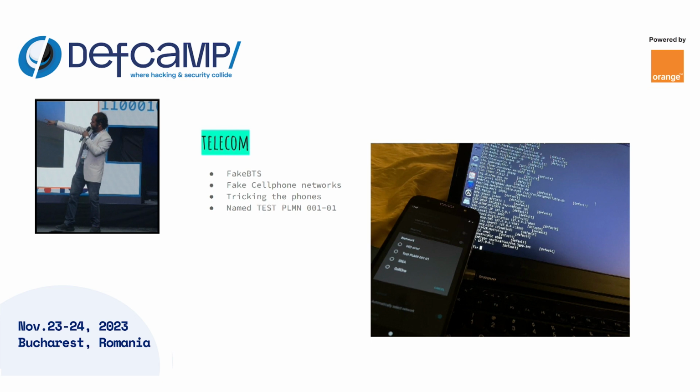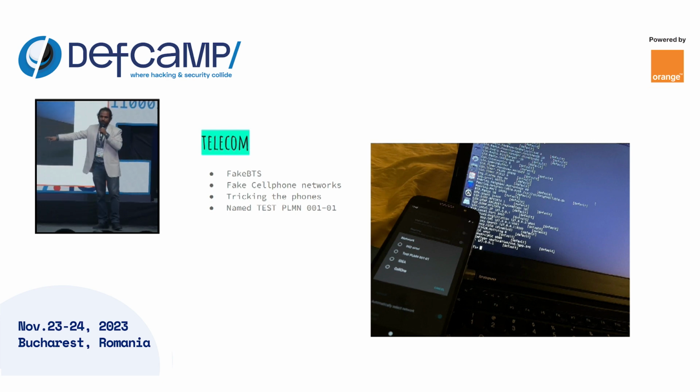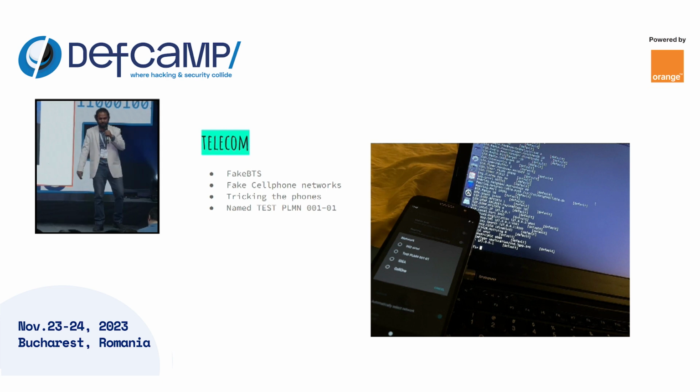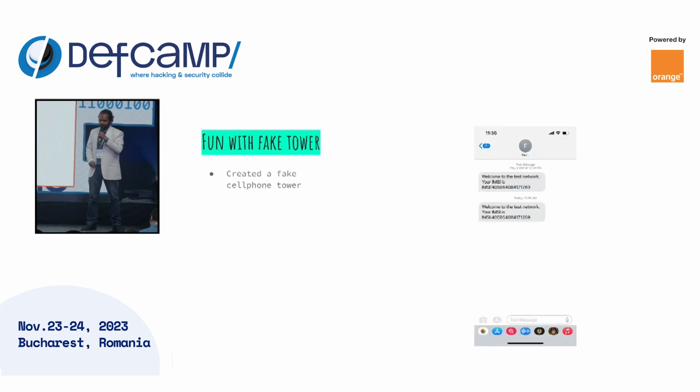You can see the second one is the test PLMN 00101. That's the test network which we created, and we created a fake cell phone tower. Once we were able to do that, since I've created a fake BTS and my iPhone was connected to it, I can literally make multiple calls. I can call you from any number and have a lot of fun with it. And trust me, guys, this is very fun.